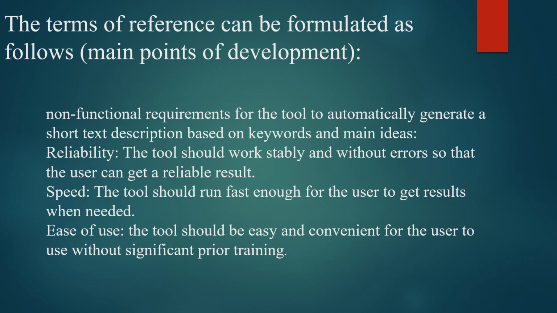Non-functional requirements for the tool to automatically generate a short text description based on keywords and main ideas. Reliability. The tool should work stably and without errors so that the user can get a reliable result. Speed. The tool should run fast enough for the user to get the result when needed. Ease of use. The tool should be easy and convenient for the user to use without prior scientific training.